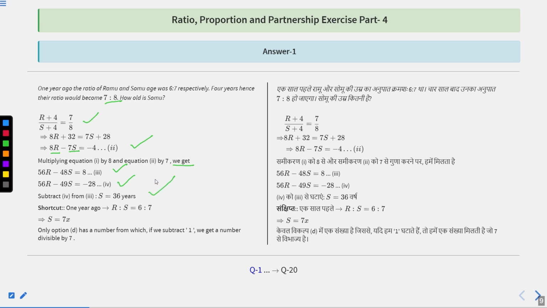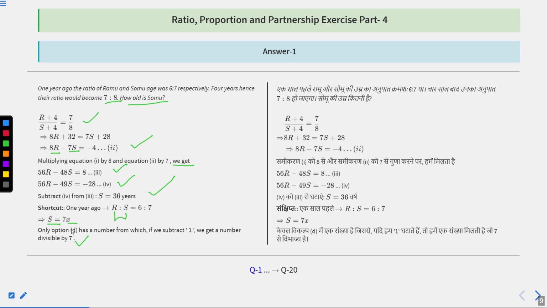Clear? Now how old is Somu? Somu is 36 years old. Now in the other way, you can use a shortcut. Ramu and Somu's ratio is 6:7. So 1 year ago, Somu's age will be 7x if we're talking about the age one year ago. Only option D has a number which, if we subtract 1, we get a number which is divisible by 7. So that's the correct answer.